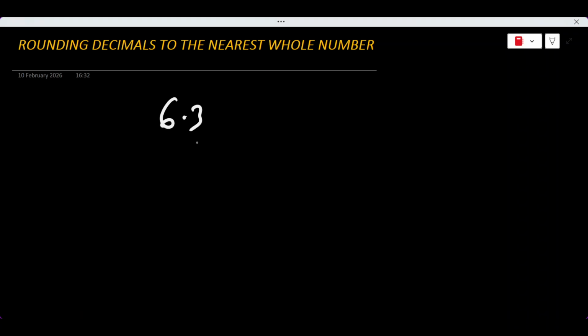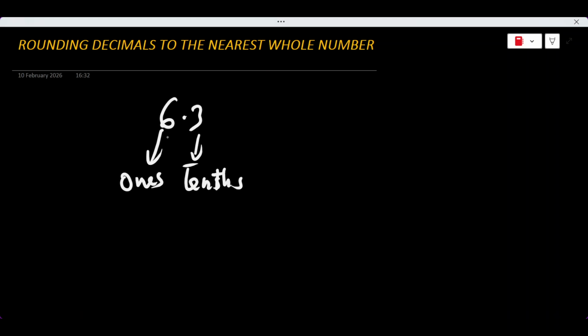First of all, let's understand the place values of the various digits. 3 is at the tenths digit. 6 is at the ones digit. Now, when we are to round decimals to the nearest whole number, we have to first of all look at the ones digit. So that is the main focus. Now, we then check the digit immediately after the ones digit, in this case, the tenths place value digit.